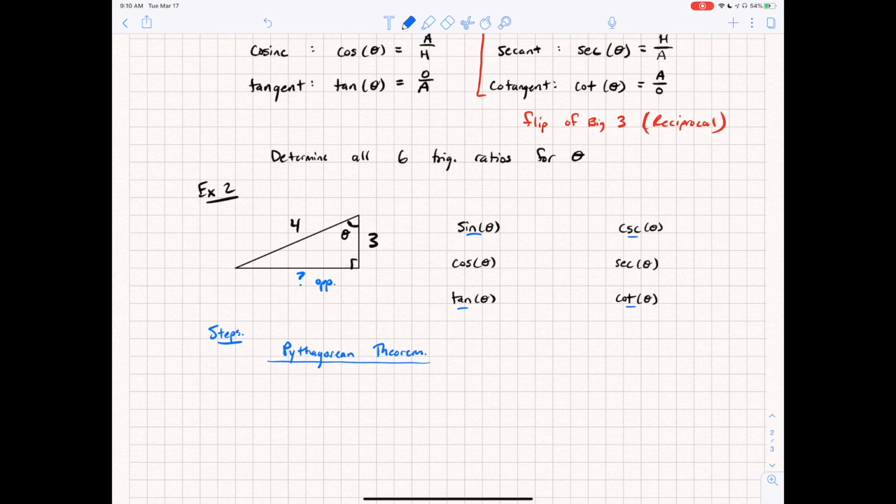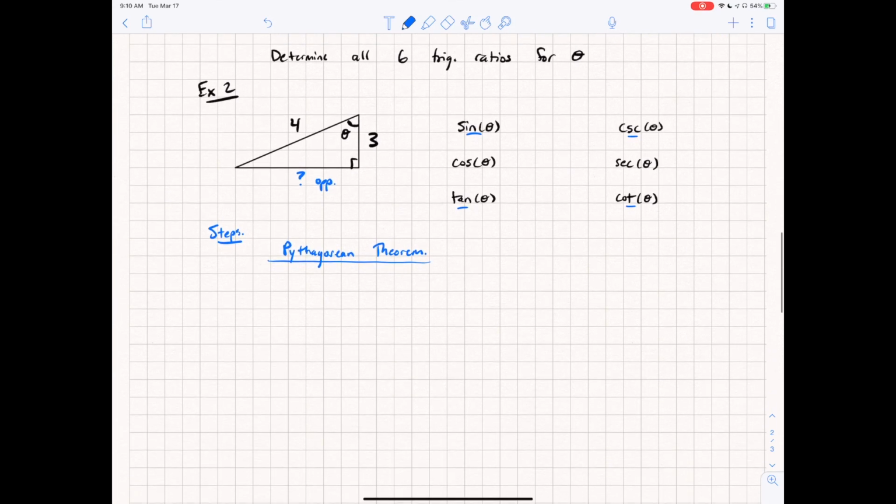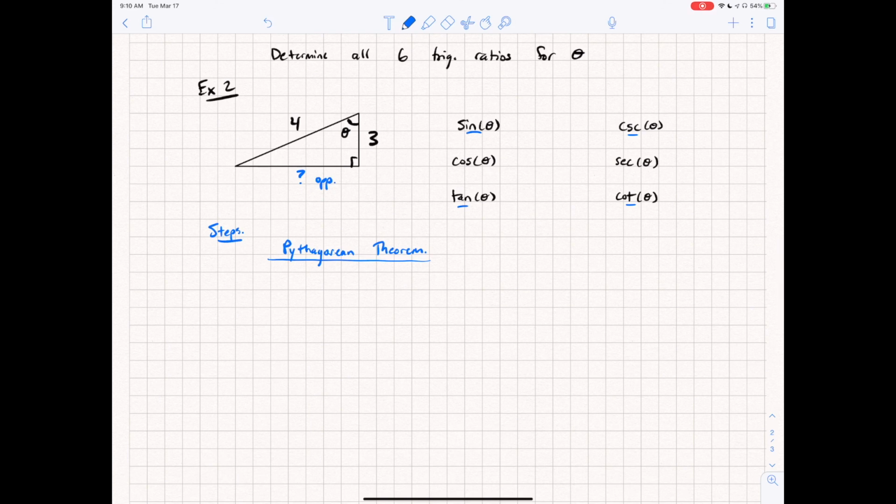A very, very important theorem, one that hopefully you have memorized at this point. It is a squared plus b squared is equal to c squared. C is always the hypotenuse. That's probably the biggest thing to remember.